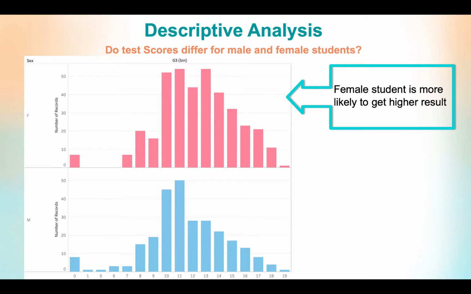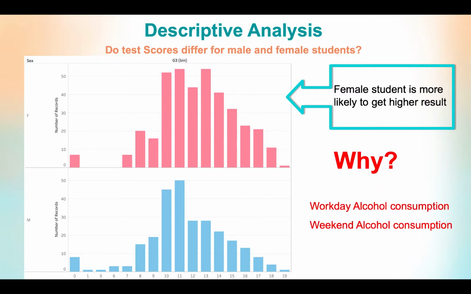And also, I was curious about whether the test score differs for male and female students. According to the final grade distribution grouped by gender, we can see that female students are more likely to get higher results. To know the reason why female students have better performance, let's take a look at the alcohol variables.